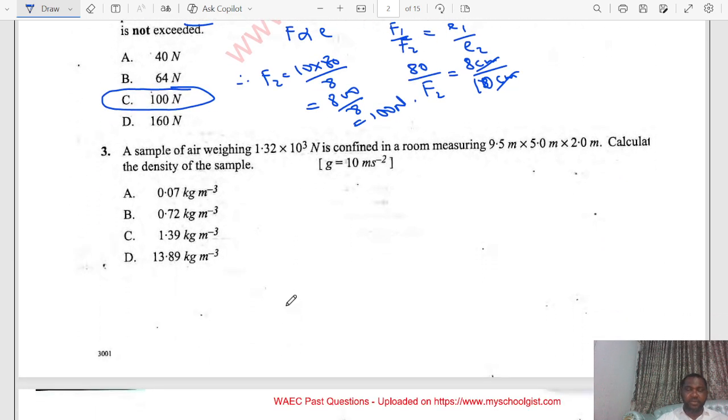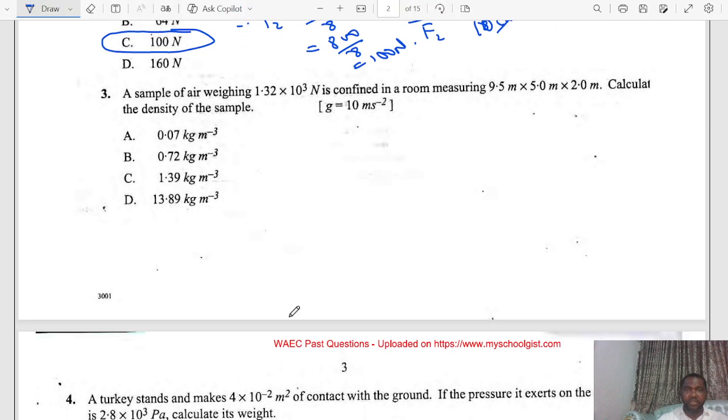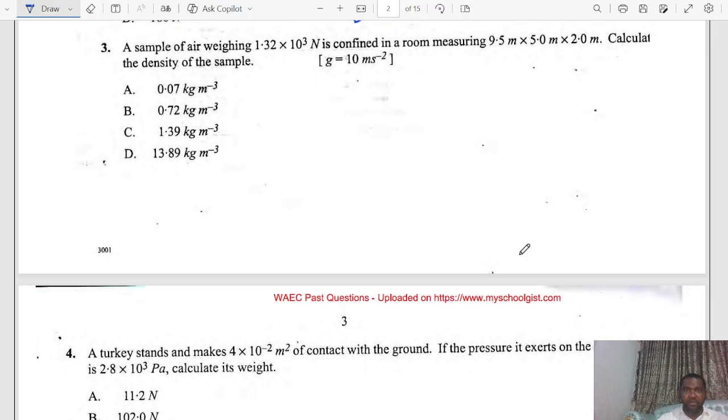Now that leads us to the third one. This one says that a sample of air weighing 1.32 times 10 raised to the power 3 newtons is confined in a room measuring 9.5 meters by 5.0 meters by 2.0 meters. Calculate the density of the sample.